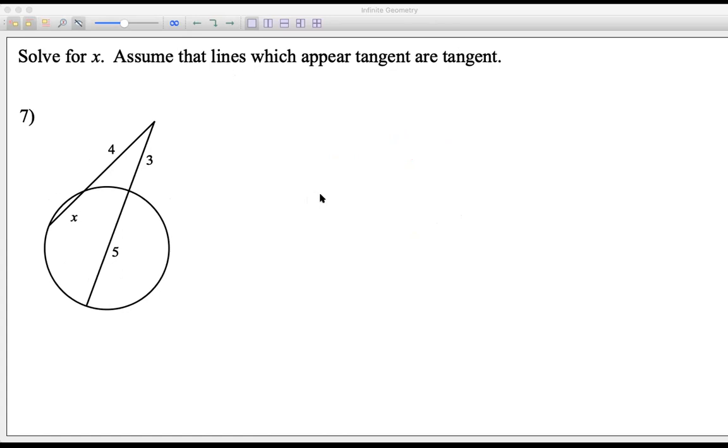All right, this is flavor number 2, where you have 2 secants that go through a circle. So we'll do this secant first, this one right here. The formula says take the piece on the outside, which is 3, and multiply it by the whole thing, which is 8. Then you do the same thing on the other side, so 4 times 4 plus x. You got it.